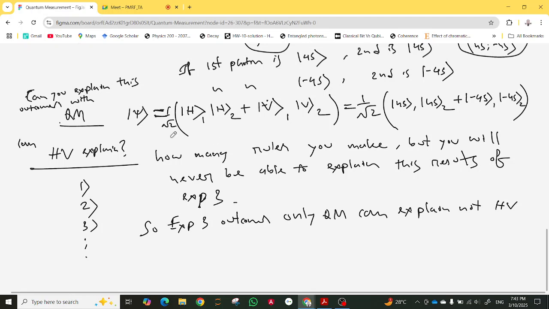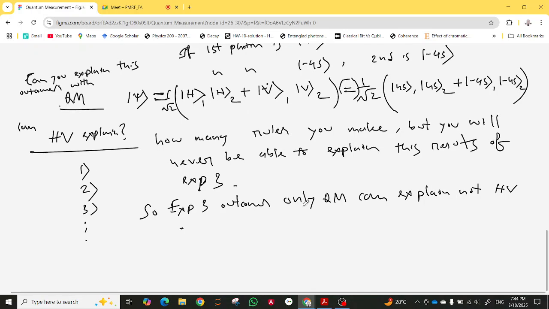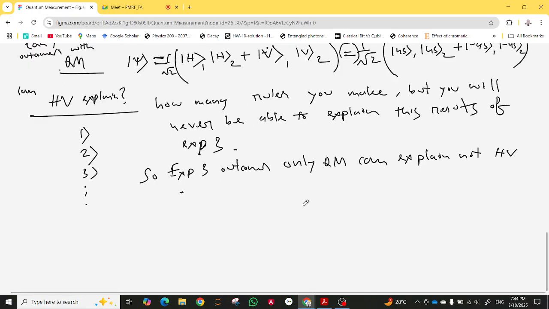But this wave function, if you write psi in this form, right, is the same as previously. You just equate the two wave functions, right? This equal sign is important. Why can you write it? Because H you can write as 1 by root 2 of plus 45 plus minus 45. If you just expand, you will get this. Okay. So that's why quantum mechanics is correct, hidden variable is not correct. Later then comes Bell's inequality, the test of quantum entanglement.